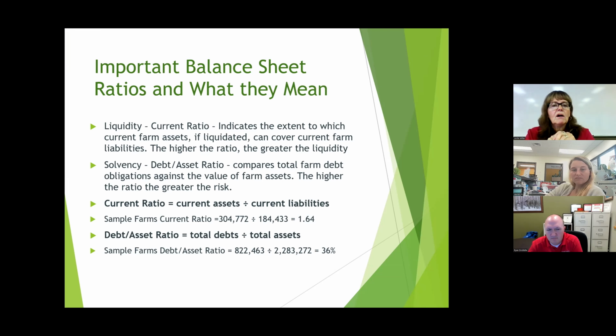Debt to asset ratio. If I look at the sample farm's debt to asset ratio, I take the $822,463 of total debt and divide that by the total farm assets, and I come up with $2,283,272. Make that division, and it's 36% debt to asset ratio, which is very strong. There's a lot of borrowers that I have worked with over the years that have not had that strong of a debt to asset ratio. Most banks, they'll be working with people somewhere between that 36% and maybe 55 to 60% debt to asset ratio. Those are traditional customers of banks.